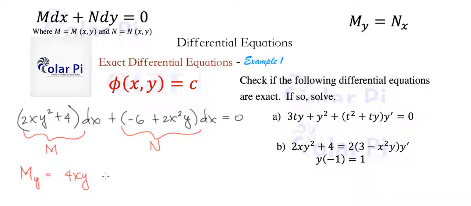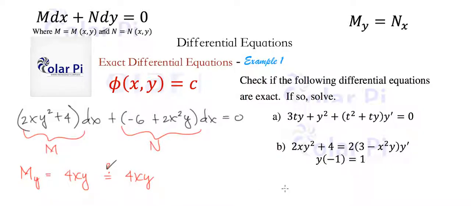Is that equal to the partial with respect to x of n? Well, the partial with respect to x of n here, the negative 6 goes to 0, will be 2 times 2, so that's 4xy. Nice. 4xy. So the answer to the question mark is yes. So that means that b is exact.